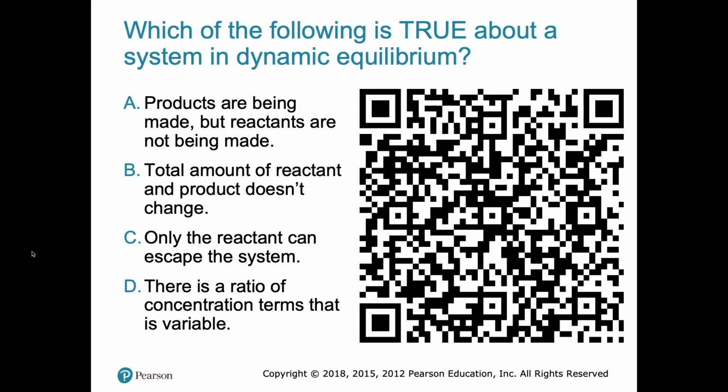Okay? All right, which of the following is true about a system in dynamic equilibrium? The products are being made, but the reactants are not being made. Total amount of reactants and products doesn't change. Only the reactant can escape the system. Or the ratio of the concentrations is variable.